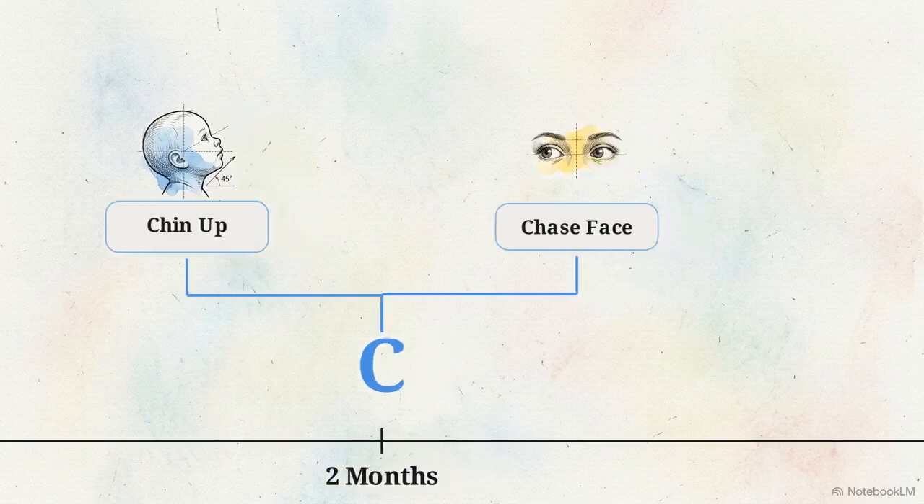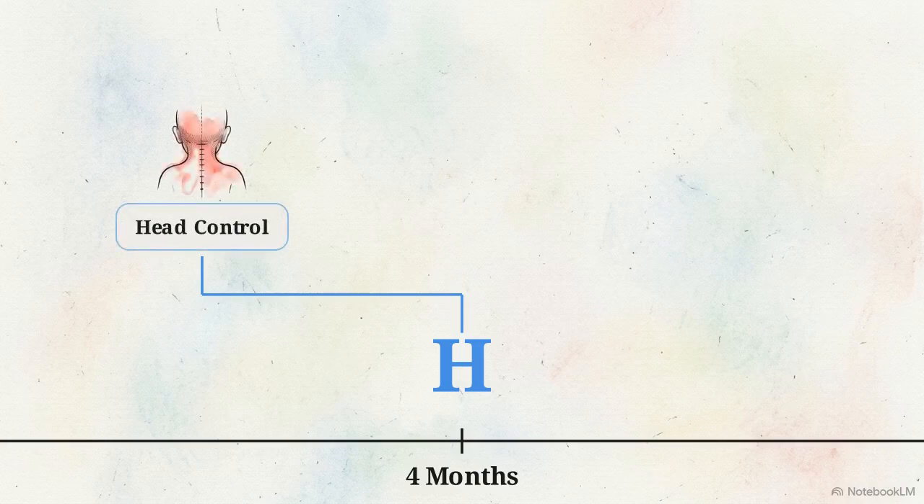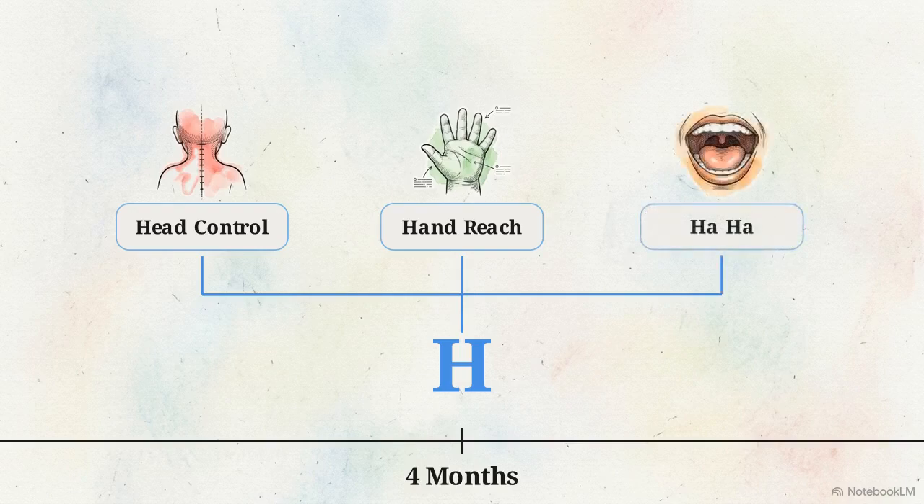At 4 months, the anchors transition to the 4H rule. The first H tracks the progression of head control, where the neck becomes fully stable. The second H represents hand reach, marking the beginning of purposeful fine motor coordination. The third H signifies ha-ha, the point at which an infant begins to laugh.